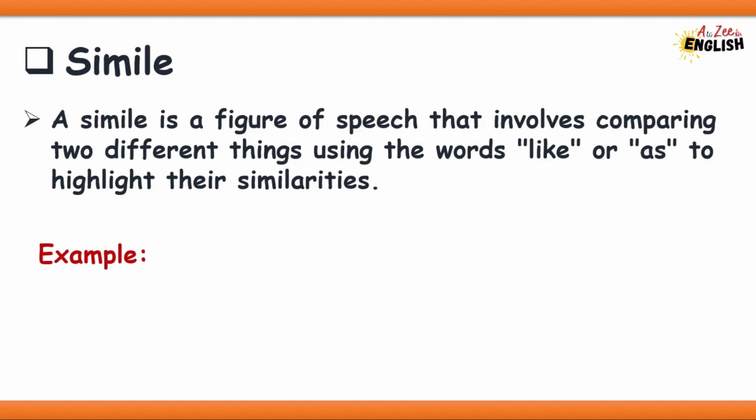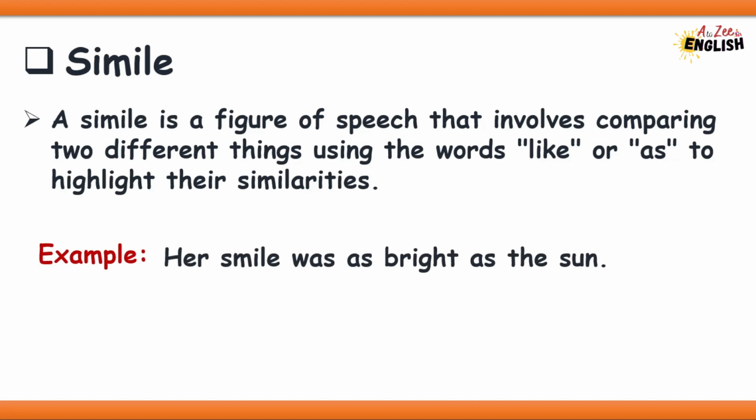Let's take an example. Her smile was as bright as the sun. So in this example, the simile emphasizes the radiant and cheerful quality of a person's smile by likening it to the brightness of the sun. It compares the smile with the brightness of the sun.